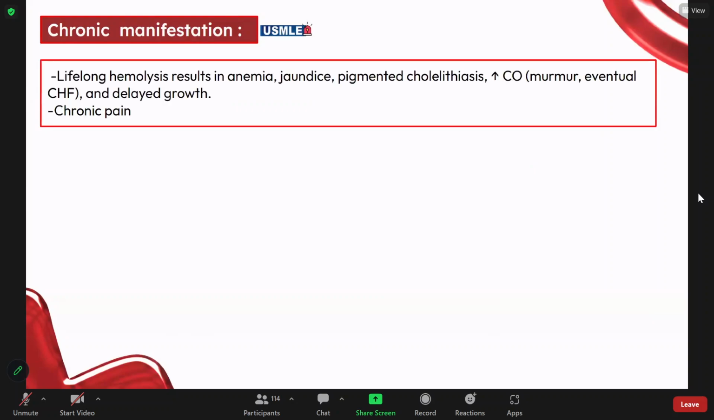For the chronic manifestations, the patient mostly presents with anemia due to hemolysis. Also, the patient has jaundice, pigmented cholelithiasis, increased cardiac output leading to murmur and congestive heart failure, and may have delayed growth. Also, the patient may present with chronic pain.